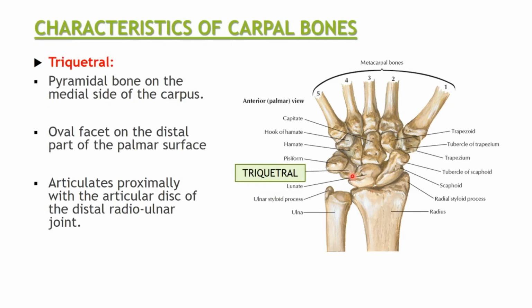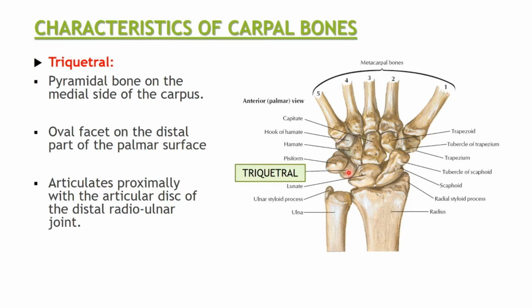Then comes the triquetrum. It is the pyramidal shaped bone having three sides, present on the medial side of the carpal bones. It is having an oval facet on the distal part of the palmar surface, and it is articulating proximally with the articular disc of the distal radioulnar joint here. So the triquetrum is articulating with the articular disc of the distal radioulnar joint.